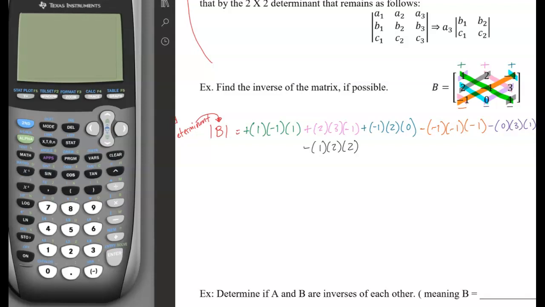So now I'm just going to simplify all of this. 1 times -1 times 1 is actually a -1. Whoops, I want to do the same color. 2 times 3 times -1 is actually a -6. -1 times 2 times 0 is actually 0. Negative -1, -1, -1 is actually a +1. Negative 0, 3, 1 is actually 0. And lastly, -1 times 2 times 2 is -4.